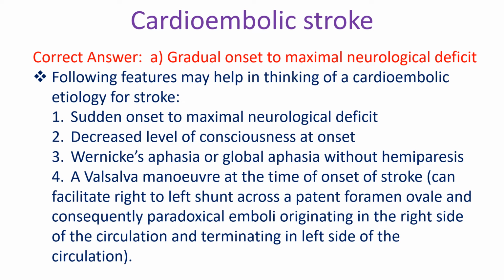Following features may help in thinking of a cardioembolic etiology for stroke. 1. Sudden onset to maximal neurological deficit. 2. Decreased level of consciousness at onset. 3. Wernicke's aphasia or global aphasia without hemiparesis. 4. A Valsalva maneuver at the onset of stroke can facilitate right-left shunt across a patent foramen ovale and consequently paradoxical emboli originating in the right side of the circulation and terminating in left side of the circulation.